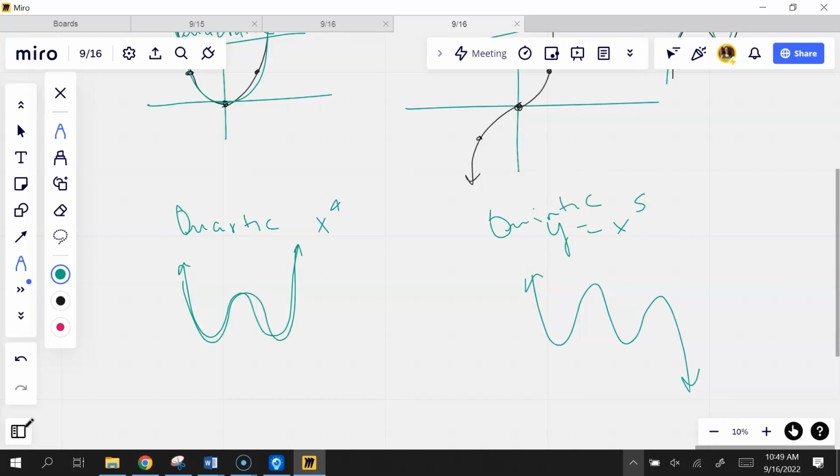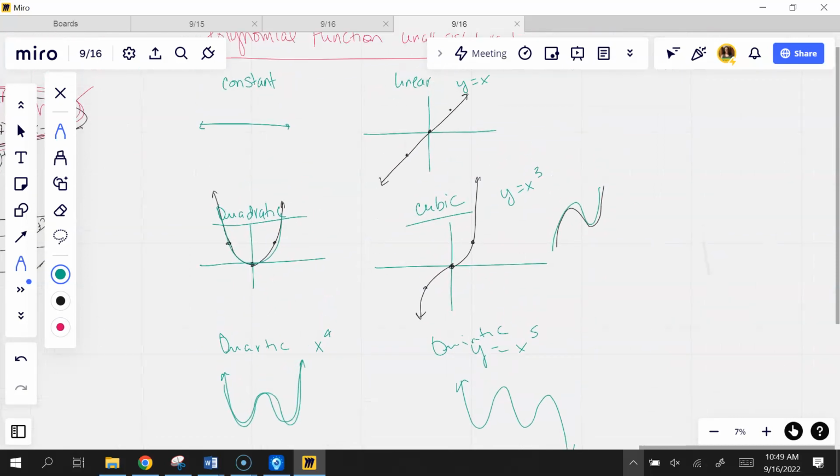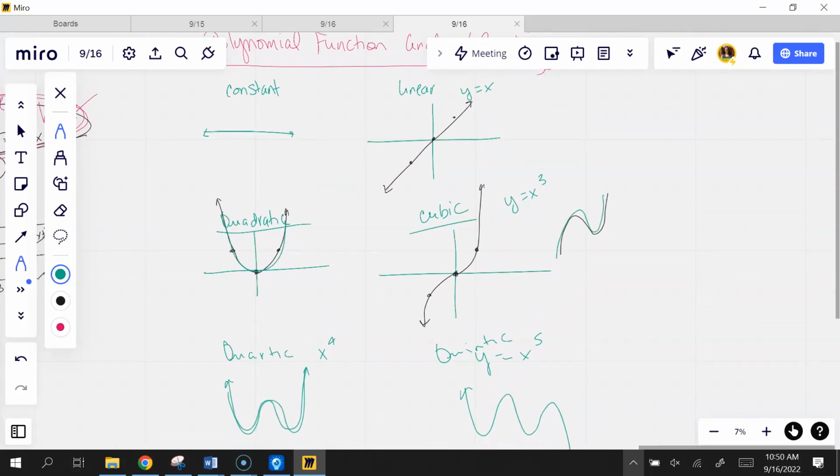Now I want you to notice something, and I'm going to zoom out here so you can see these all at the same time. We're going to talk about end behavior. End behavior is exactly what it sounds like. It tells you what the ends of the graphs are doing. And I want you to notice something as I move from one to the next progressively. So here, my ends are going in opposite directions.